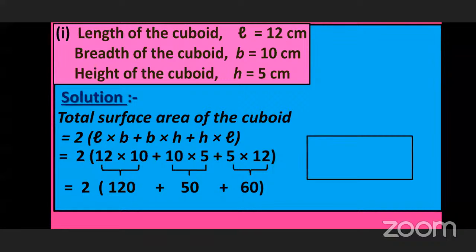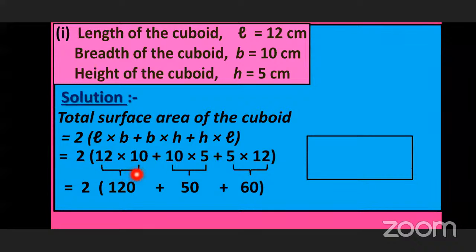Now, can you add these numbers? First, we have to solve the numbers which are there in the bracket. So, which numbers are there in the bracket? 120, 50 and 60. And which mathematical operation do we have to do? Addition. Yes, we have to add these three numbers. So can you add and tell me what is the sum of 120, 50 and 60? 230. Yes, 230.